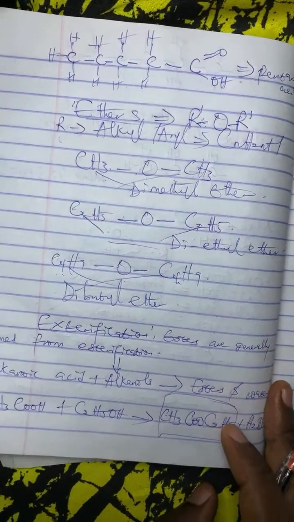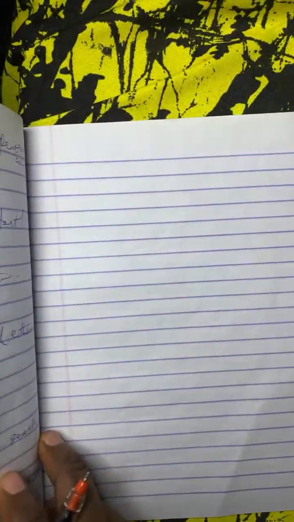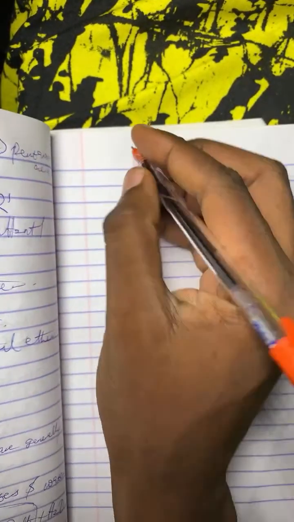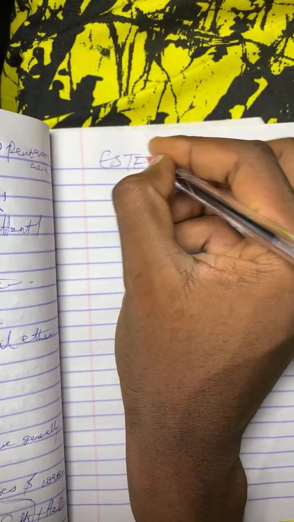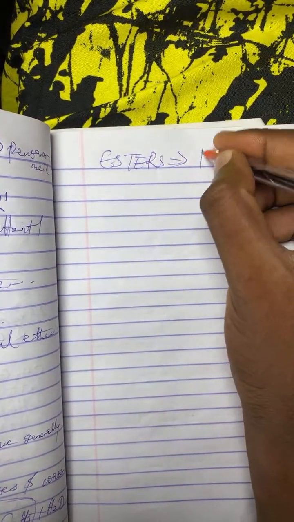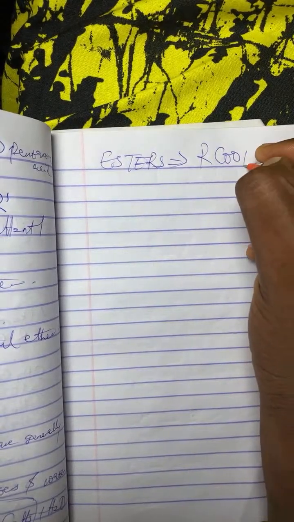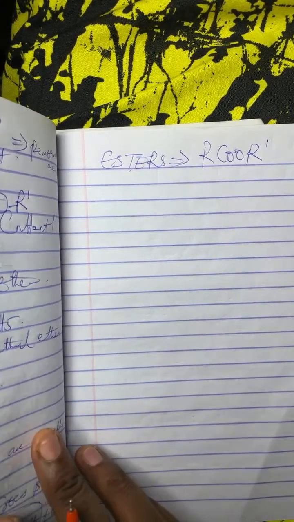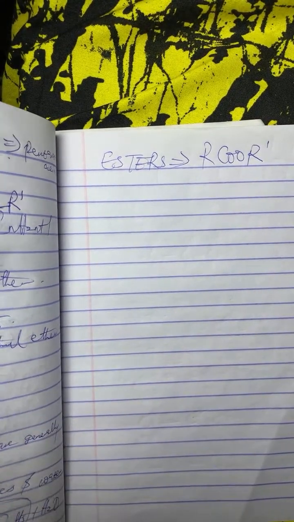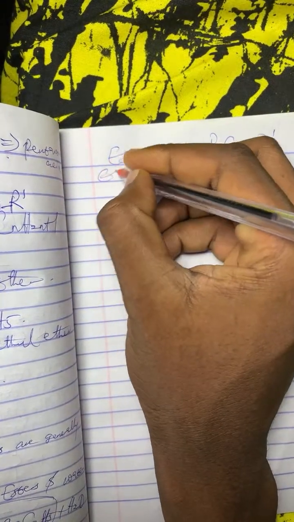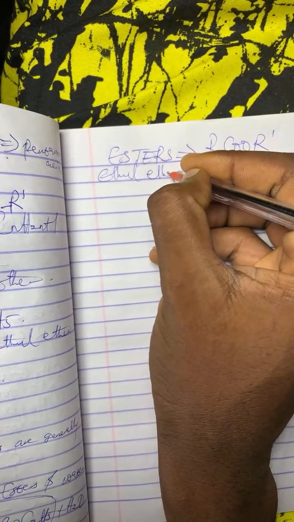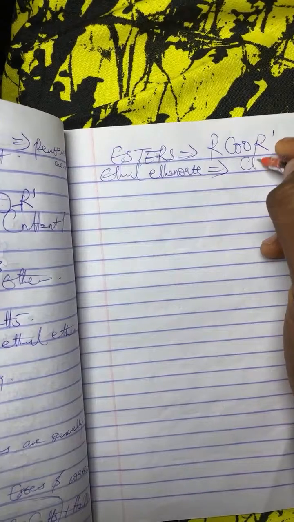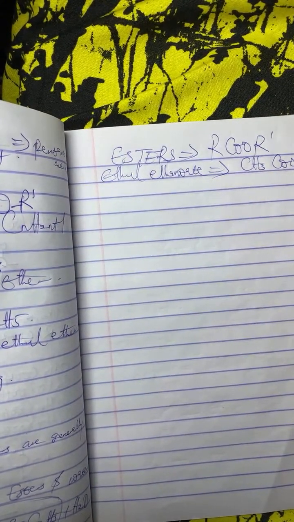Why is it then an ester? Now let me show you. When we're talking about esters, look at the general formula for esters. Esters have the general formula RCOOR prime. And let me take back this ethyl ethanoate. I told you that ethyl ethanoate is CH3COOC2H5.